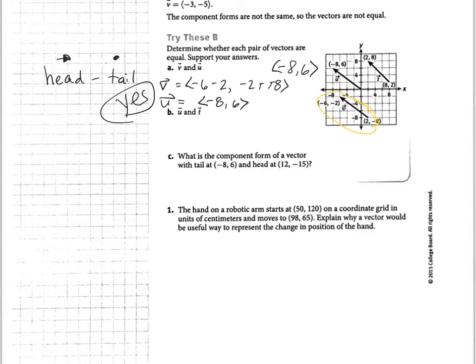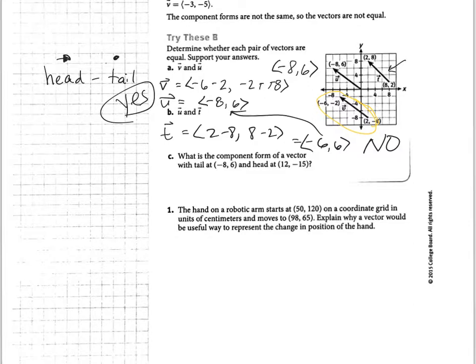Now, how about vector u and vector t? Well, we already have vector u, so vector t, just to try this one more time. Again, you want to go head minus tail. So vector t is this one right over here. So it'll be 2 minus 8, and then, of course, 8 minus 2. And so this is going to be -6, 6. Well, no. Those are not equal, right? Because we want it to be -8, 6, so they are not equal.